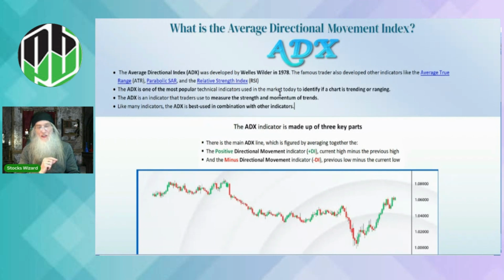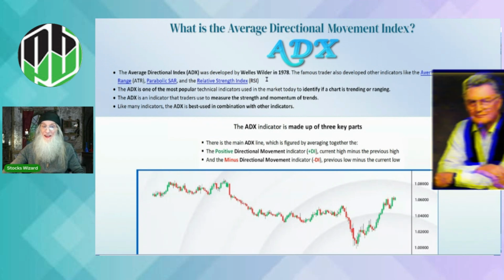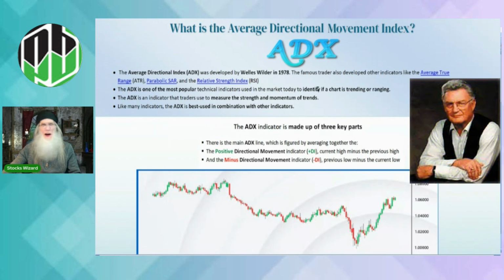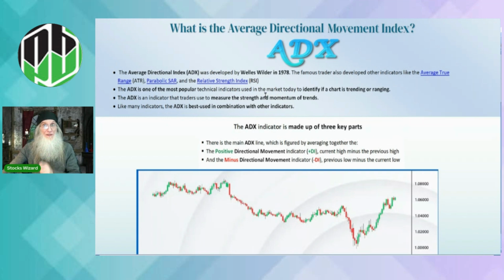Now, the ADX has been around since 1978. It was developed by a very famous trader by the name of Wells Wilder. He's created a whole bunch of oscillators, including the average true range, which I've never heard of, the parabolic SAR, never used it, and the relative strength index. We all know that one, the RSI. Just made a video on that last week. Now, the ADX is one of the most popular technical indicators being used on the market today.